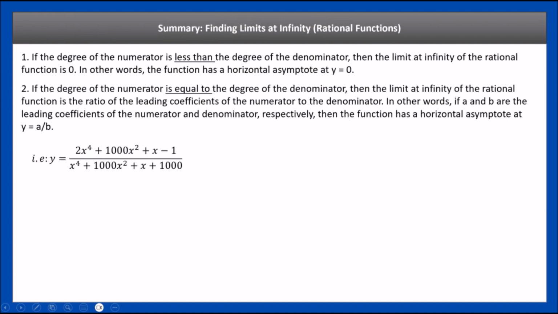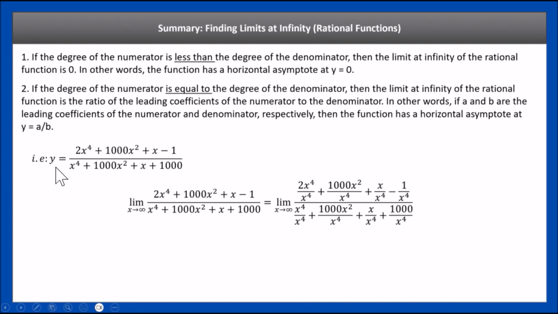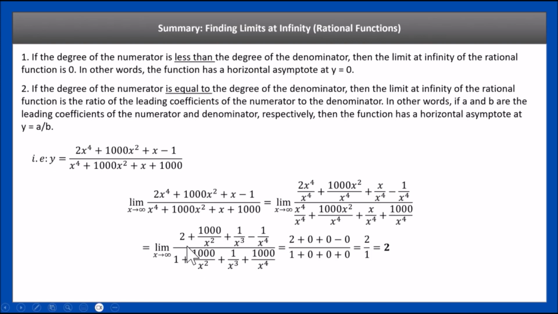And we're going to show this using calculus. We're going to divide by the highest power of x, which is x to the 4th, the highest power in the denominator, but we're going to do it to both numerator and denominator. Notice that a lot of these cancel, leaving us with this simplified complex fraction here. But if you plug in infinity, anything that has x on the bottom goes to 0. So 0, 0, 0 for these, and then a lot of zeros on the bottom. So we're left with 2 over 1, which is 2. So we've shown that it's the ratio of the leading coefficients.